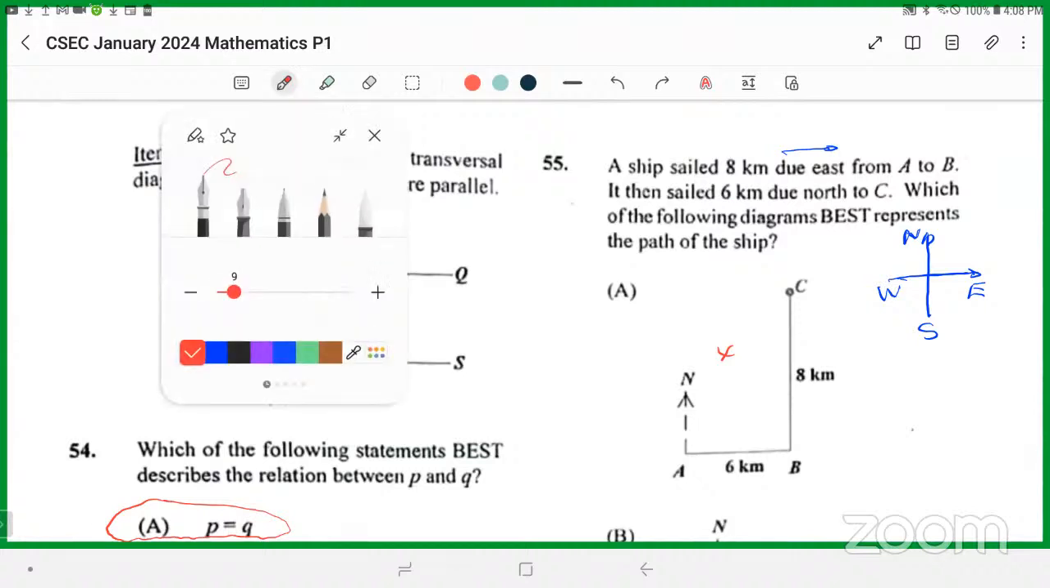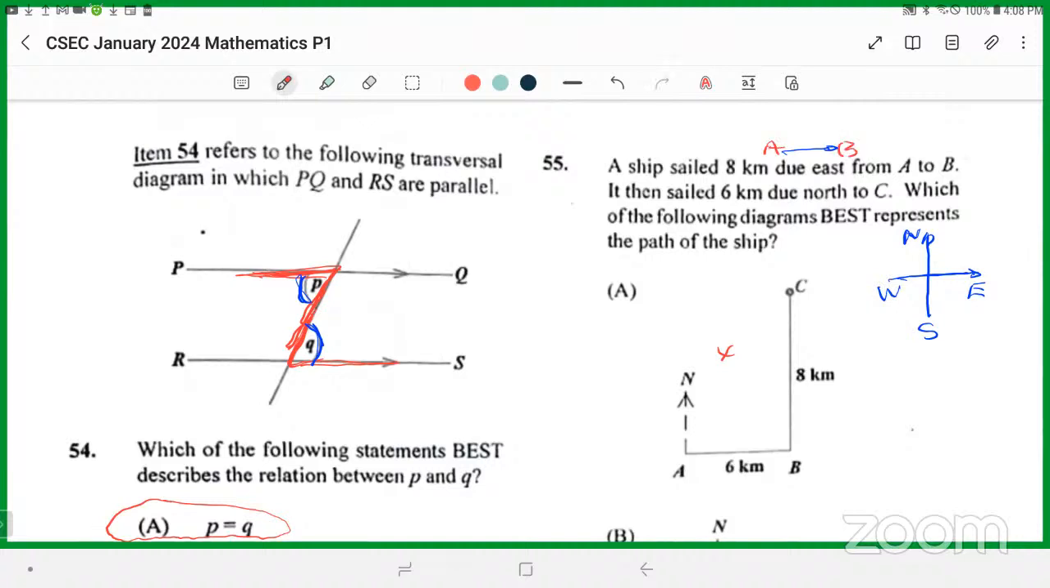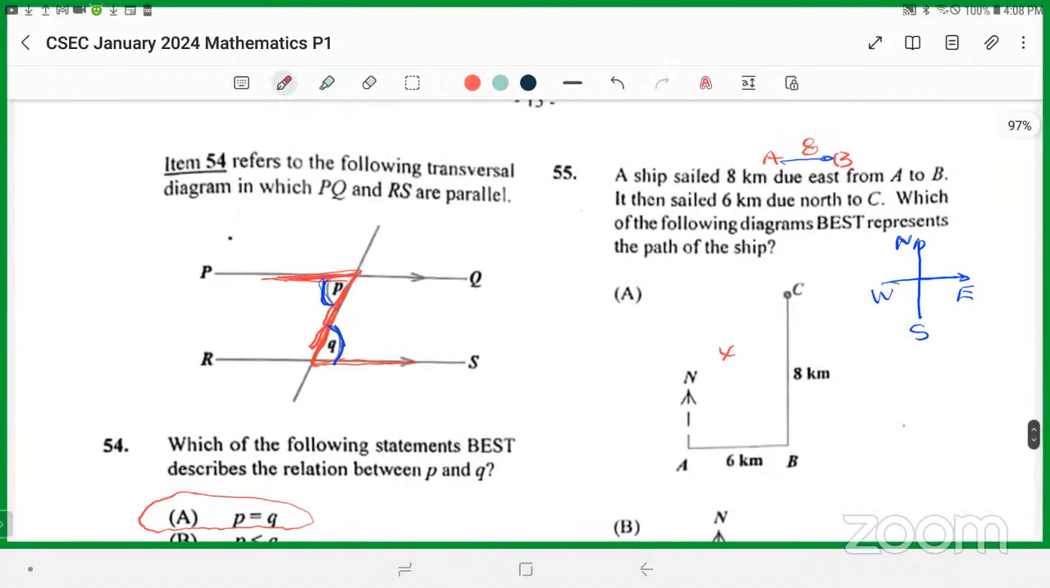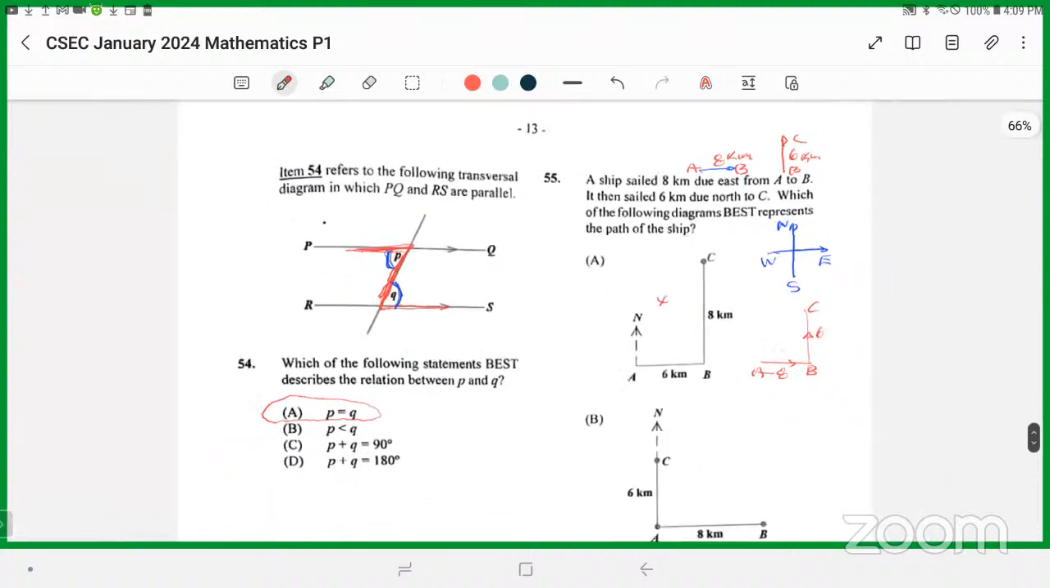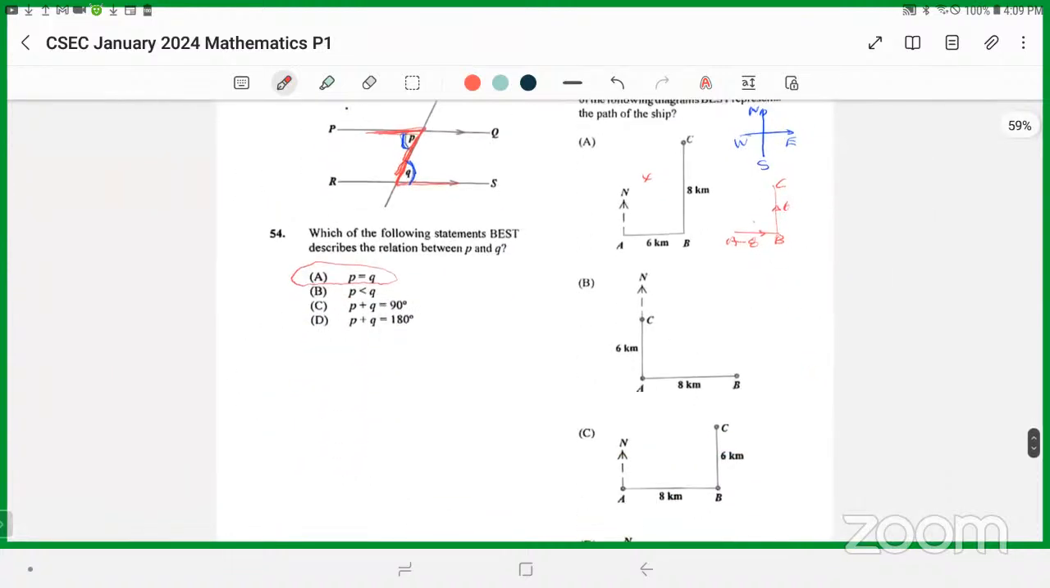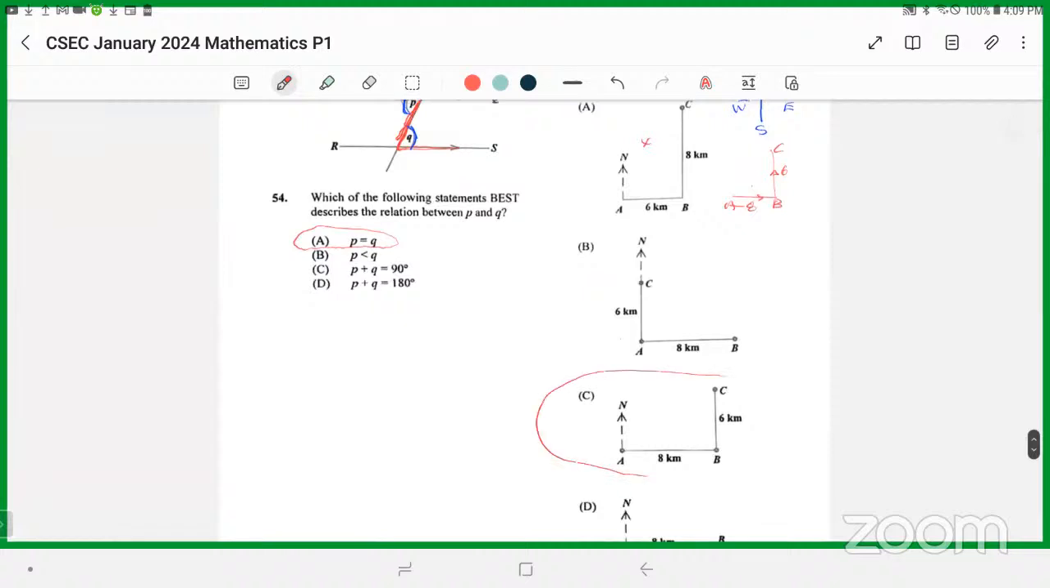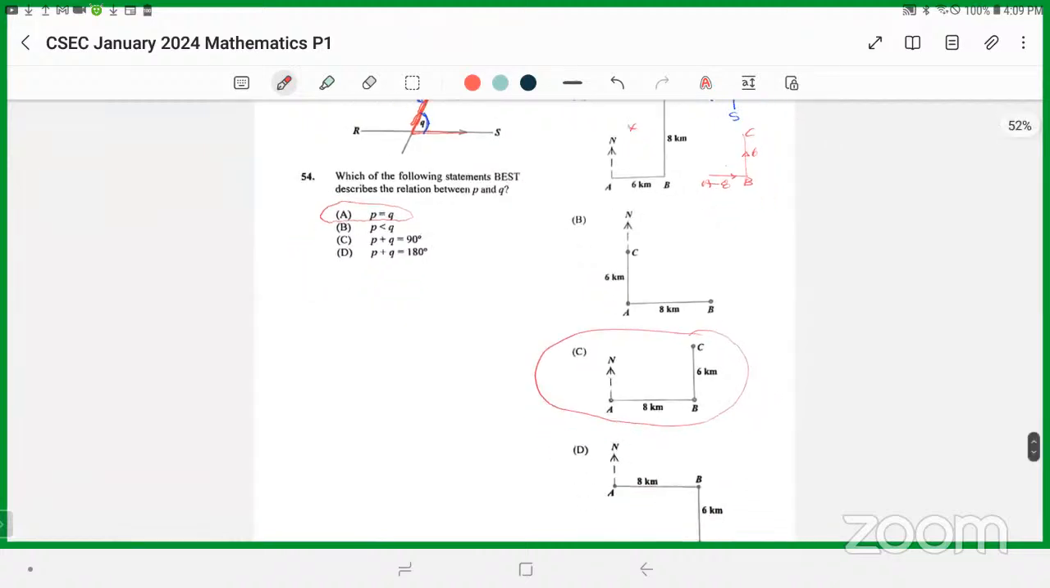So A to B is this way, and it is 8 kilometers. But B to C is towards the north, and it is 6 kilometers. But this point and this point is the same. So you are basically going so and so. That's what you're looking for. 6 up here, 8 down here. A here, B here, C there. That's what you're looking for. This is it. 8 to the right and then 6 up. That's it.